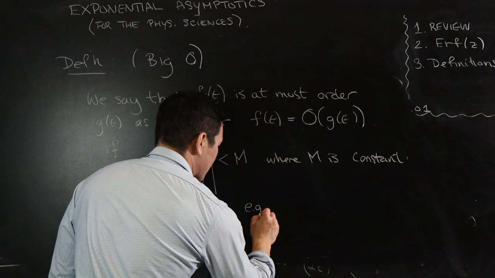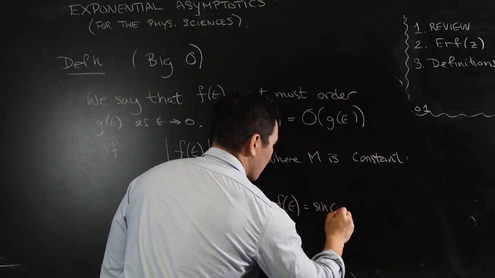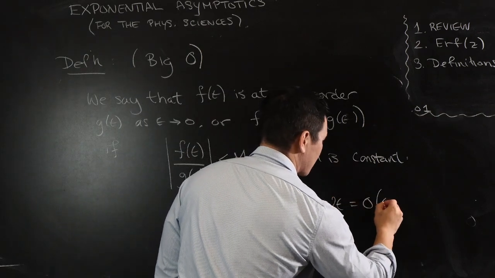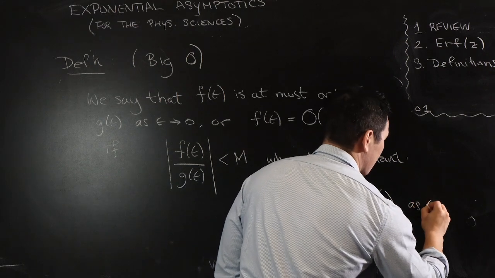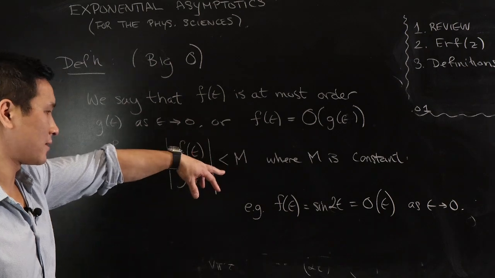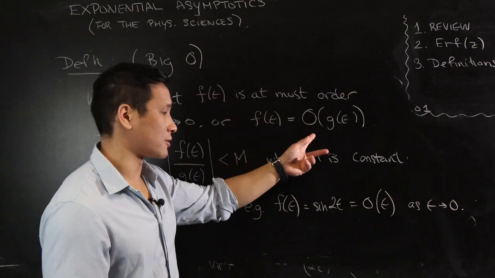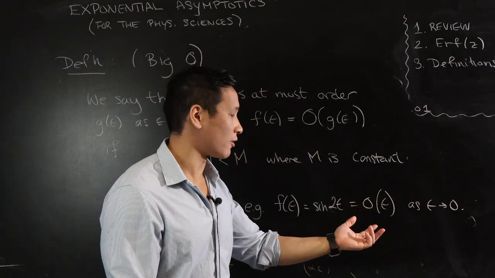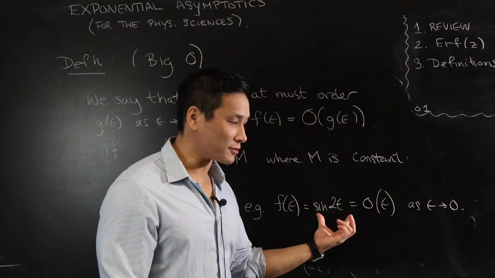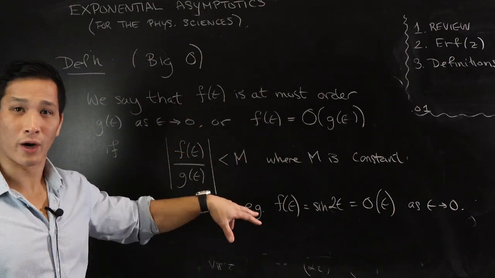So, for example, sine of 2 epsilon is of order epsilon as epsilon tends to 0, because that ratio is less than 2. The point is that this big O captures the power law behavior of the function, whereas if you want to write twiddles, then you would have to make sure that the prefactor is exactly 1. Okay?